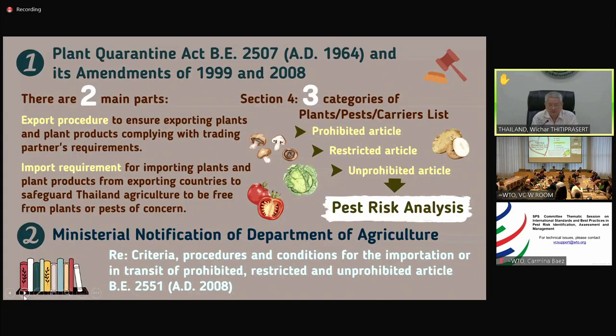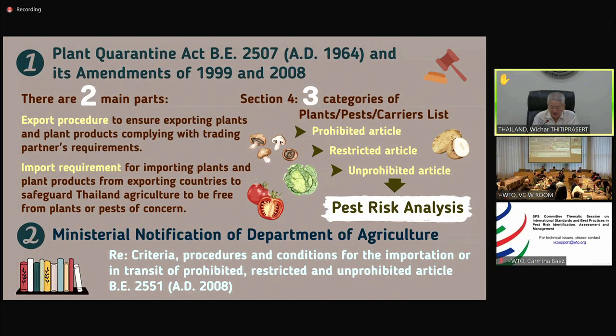Next slide, please. Let me elaborate on the legislation of the Plant Quarantine Act. The Plant Quarantine Act is the core regulation regarding pest risk analysis. In relation to international trade, it can be divided into two main sections, namely export and import. First of all, I would like to give more detail on exportation procedures.